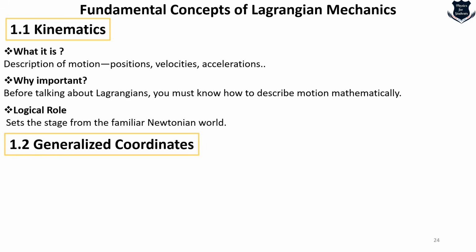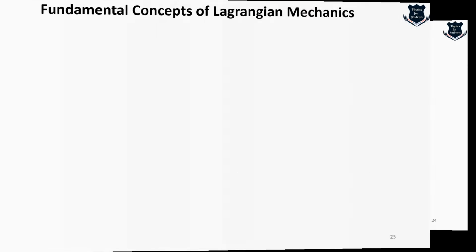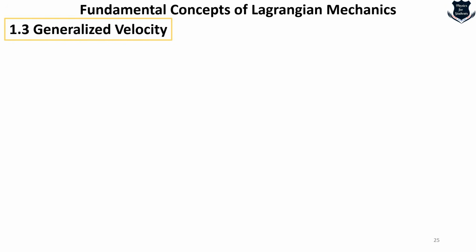Next, it takes you into generalized coordinates. Why? Because this is important, because you choose smart coordinates. Logically, it gives you an idea that you don't have to deal with x, y and z. These are all generalized coordinates which apply at any point of time. From generalized coordinates, we move to what is called generalized velocity.